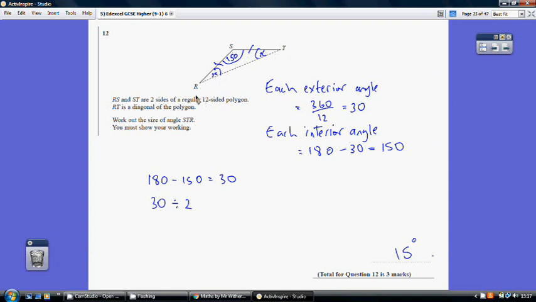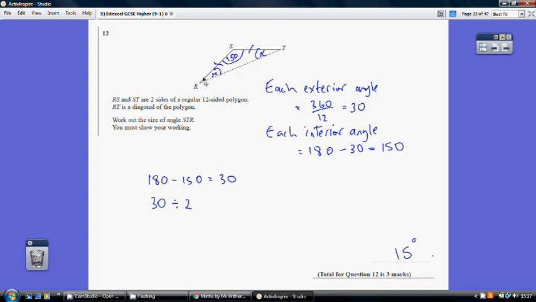So, what do we know about a regular 12-sided polygon? Well, exterior angles always total 360. So if we're spreading this across 12 exterior angles, each of the exterior angles of a 12-sided polygon would be 30 degrees. Now, an interior angle plus an exterior equals 180. So if each exterior is 30, each interior is going to be 180 take away 30, which is 150 degrees. So this angle up here, RST, is 150 degrees.